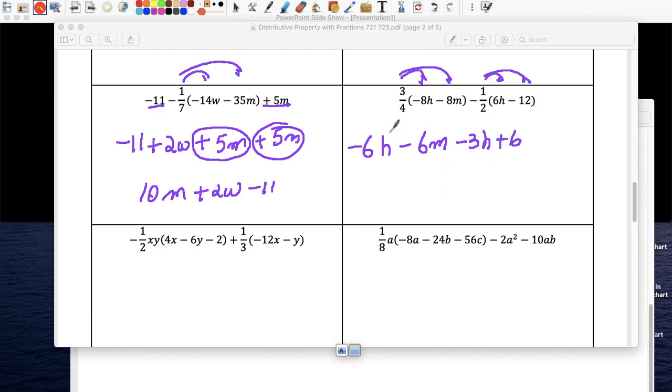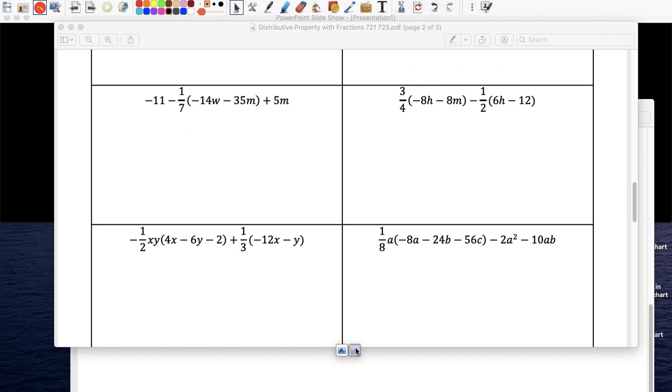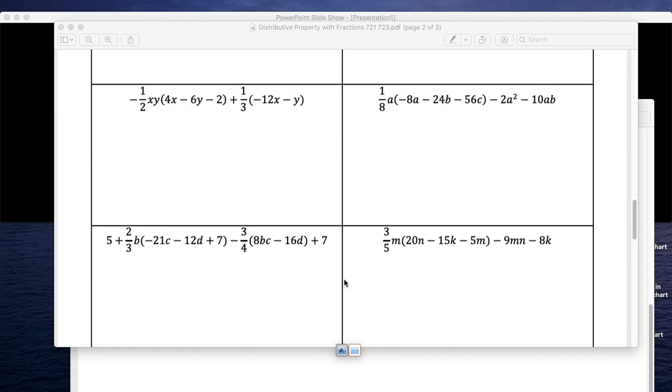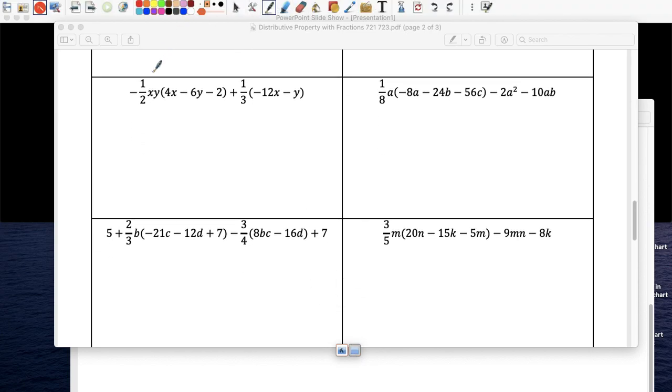Combine like terms? Yeah, there's these two you can combine. Negative 9h minus 6m plus 6. Alright, last 4. Not that bad.